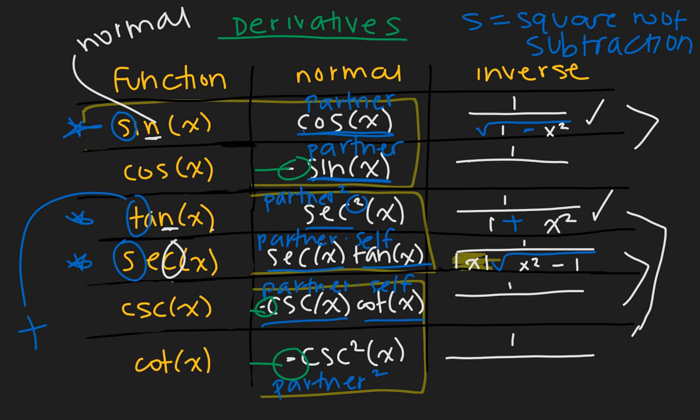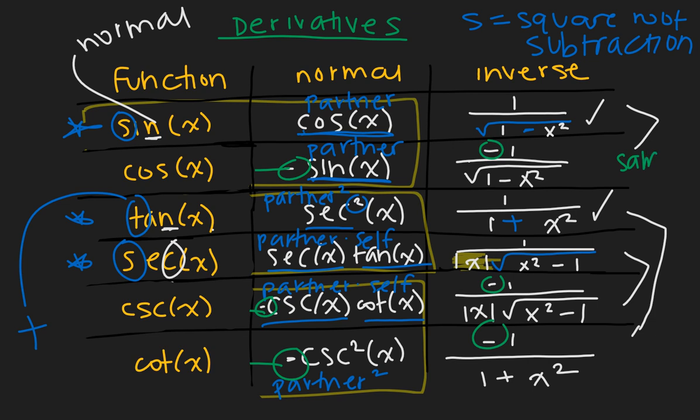Then coming back to these partner pairs, in the partner pair, just write down the same thing. So we have the square root of 1 minus x squared. Here we have 1 over the absolute value of x times the square root of x squared minus 1. And then here we have 1 plus x squared. But these partners just have negatives out front. So we have 3 negatives right here. They're the same as their partner pairs, except for the negative.